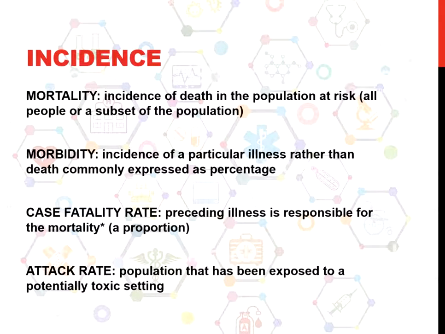Okay, so incidence ulit. So mortality is the incidence of death in the population at risk. All people or a subset of the population. Morbidity. Ito yung incidence of a particular illness rather than death. So pag mortality, ilan yung namatay. Morbidity, yung illness lang, exposed as percentage. Case fatality rate. Proportion of those with the preceding illness who die. So, kumbaga, based dito sa illness na to, o per case, so halimbawa TB, dengue, COVID yun. So, case fatality rate, depending on the case. Attack rate is the proportion of the population that has been exposed to a potentially toxic setting. Kumbaga, kung gaano kabilis kakalat or gaano kadami yung exposed din doon.